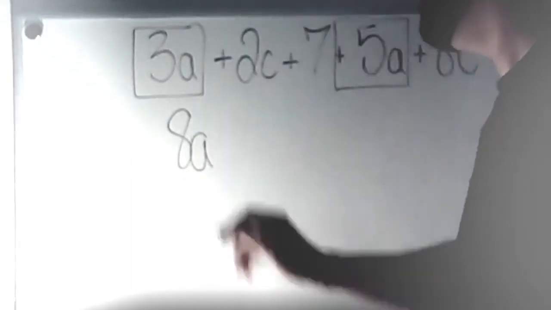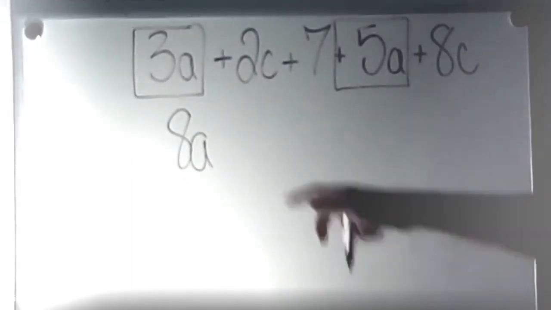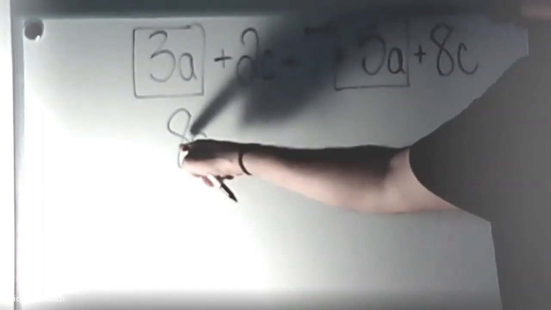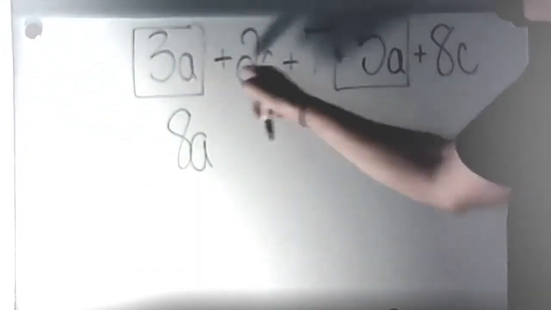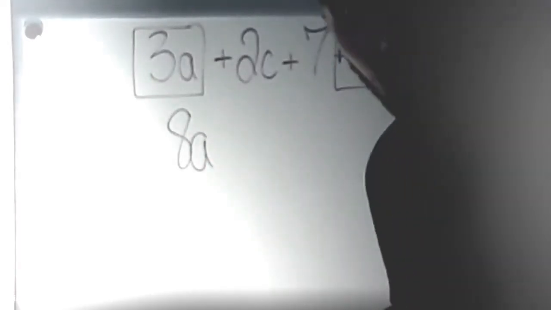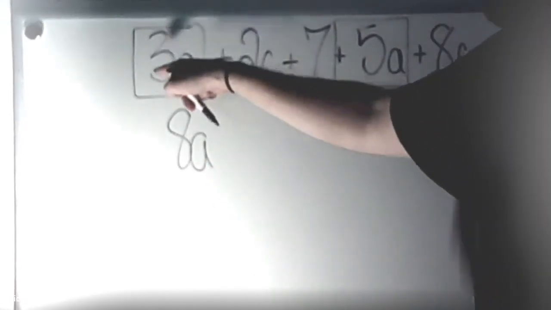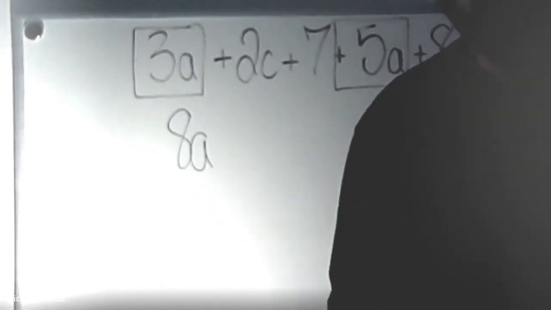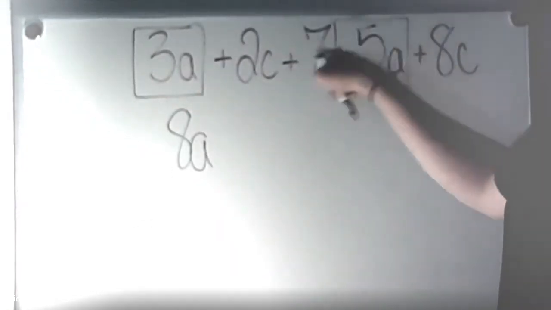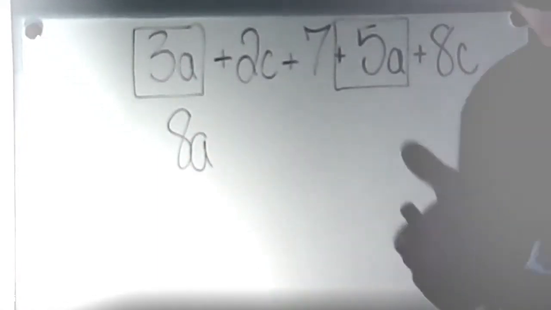Not 8, 8A, 8 apples. I'm adding the numbers in front of A, and I'm keeping A attached as it is. It's not going to be 3A and 5A make 8AA. You wouldn't say you take 3 apples and 5 apples and now you have 8 apples with double apples. You have 3 apples and 5 apples, so now you have 8 apples. How about them apples?